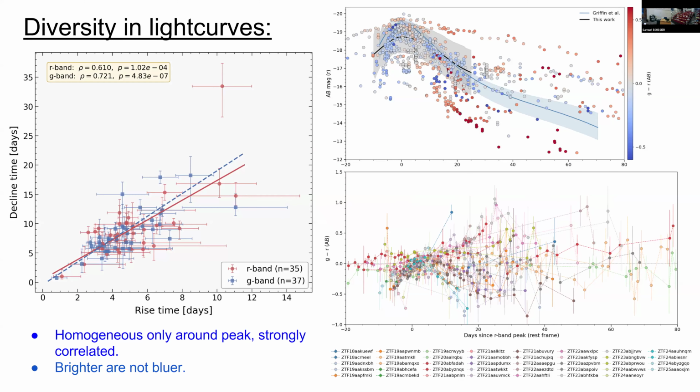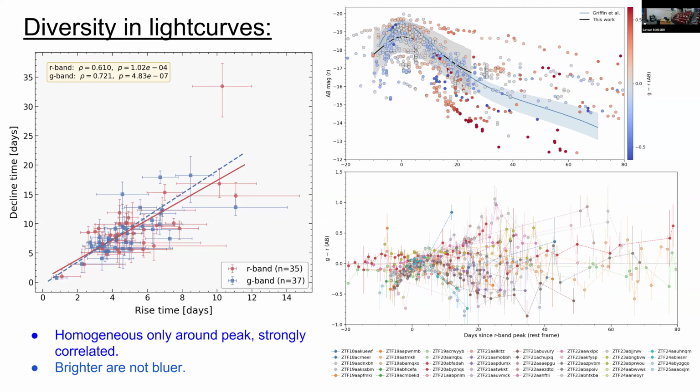Now, what we tried to see is to check for correlations between the rise time and decay time when the flux decreases to 50% of its value. And we find that they are strongly correlated around the peak. However, if you go to the very late time light curves of these supernovae, like here, you see that there is a huge diversity in the light curve. And this is basically due to different circumstellar medium configuration.